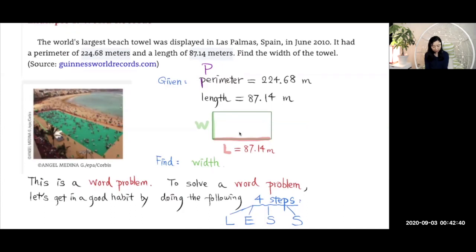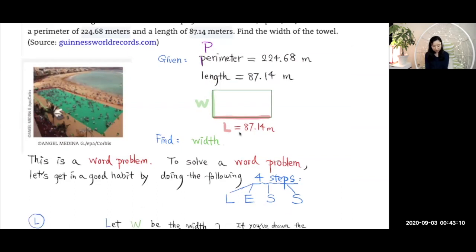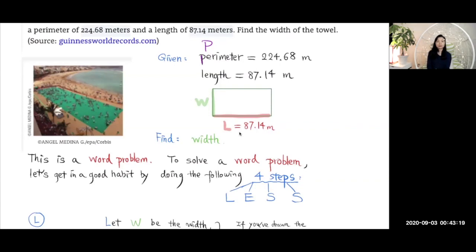Okay, so let's organize the information. We draw a diagram, we draw a rectangle, and that's the towel. We enter the information that was given in the problem. So perimeter is 224.68 meters, and also given is the length right here, 87.14 meters. We also write down what we need to find. We need to find the width. This right here is a word problem.